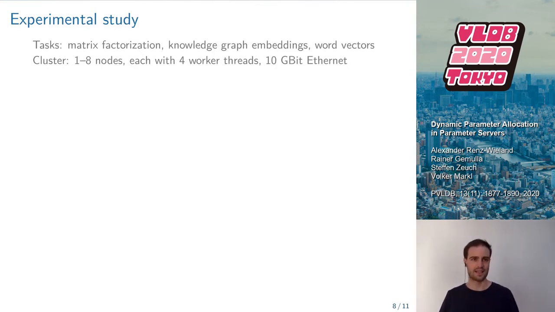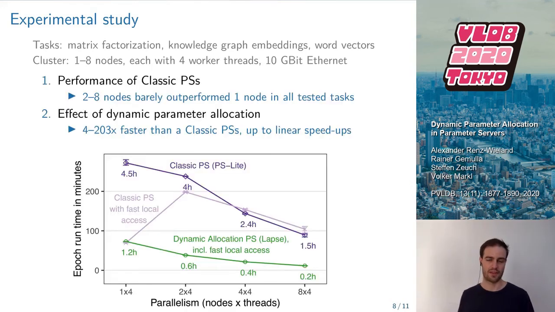We ran an experimental study on 3 different machine learning tasks: matrix factorization, knowledge graph embeddings, and word vectors. And we used a cluster of up to 8 nodes, each node with 4 worker threads and a 10 gigabit Ethernet connection. We did 5 things. First, we studied the performance of classic parameter servers, and our key finding is that 2 to 8 nodes barely outperformed a single node in all the tasks that we tested.